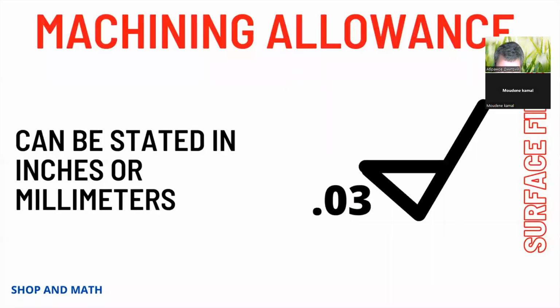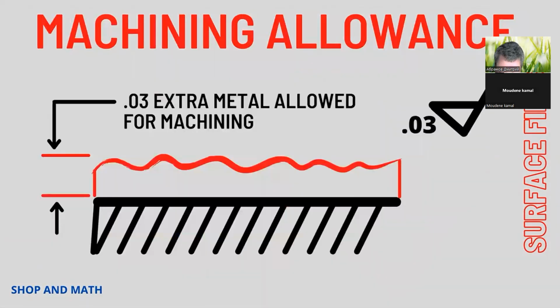Machining allowance can be stated in inches or millimeters. This means that they left material on this surface to be removed, usually on castings or on material that has to have a certain amount removed to prevent warpage, such as cold rolled steel.